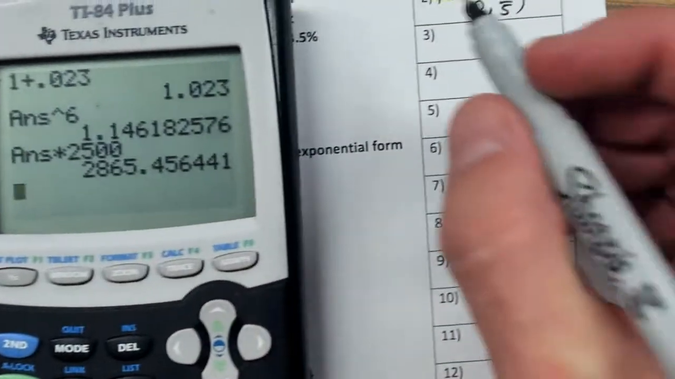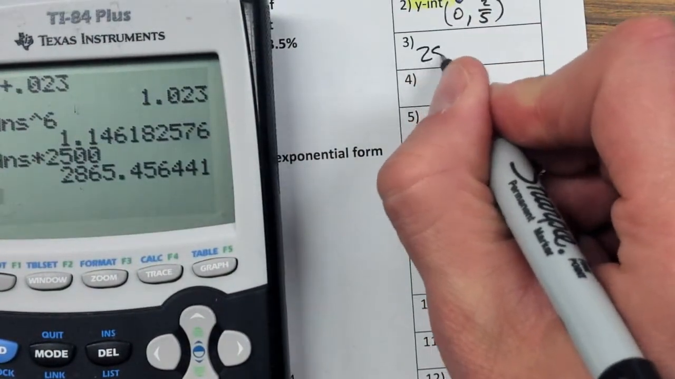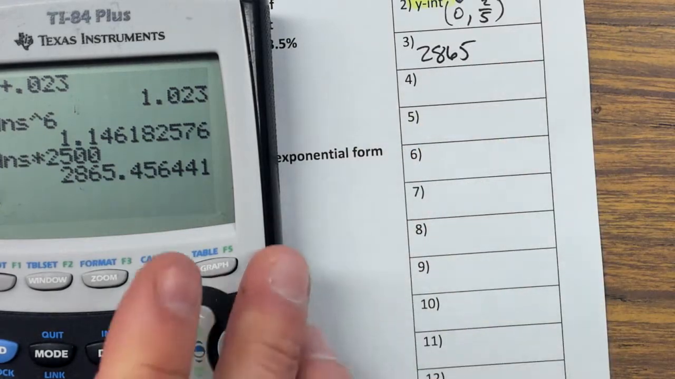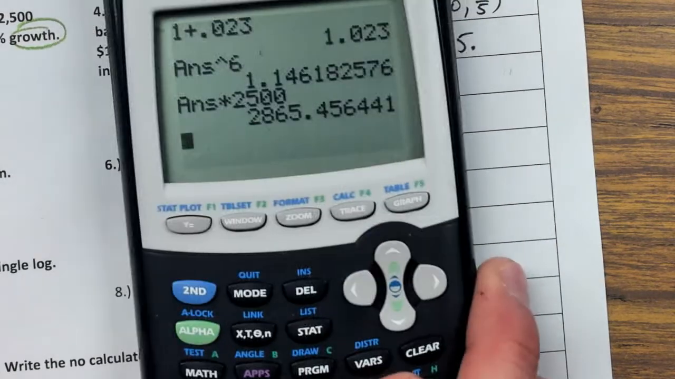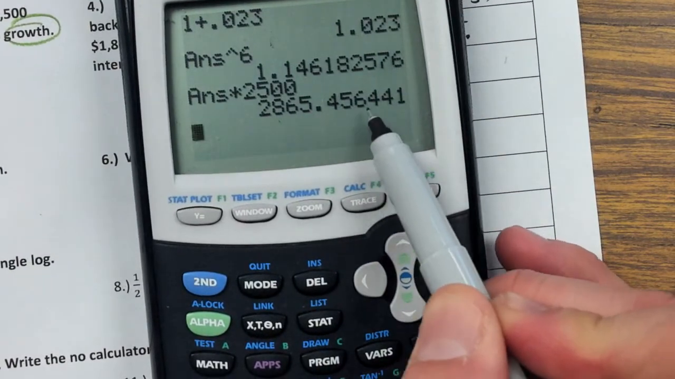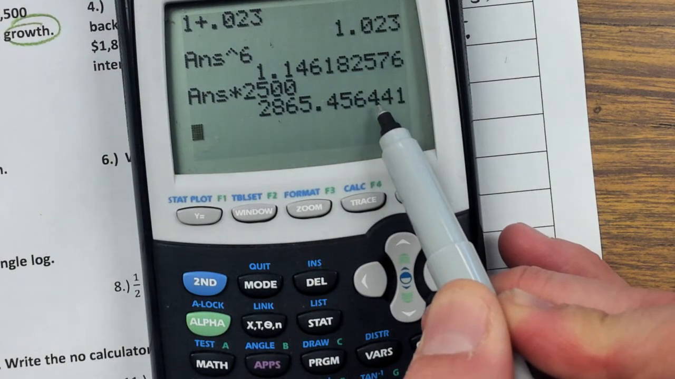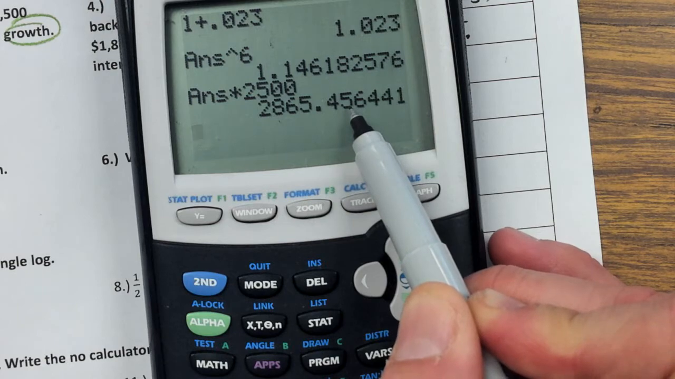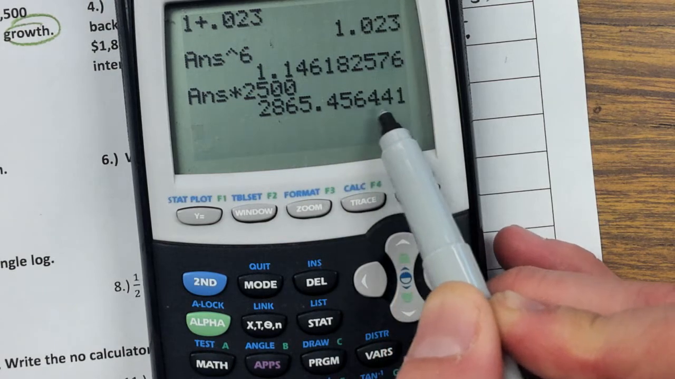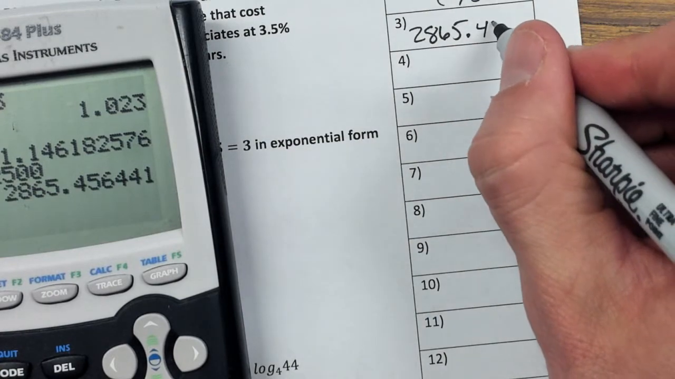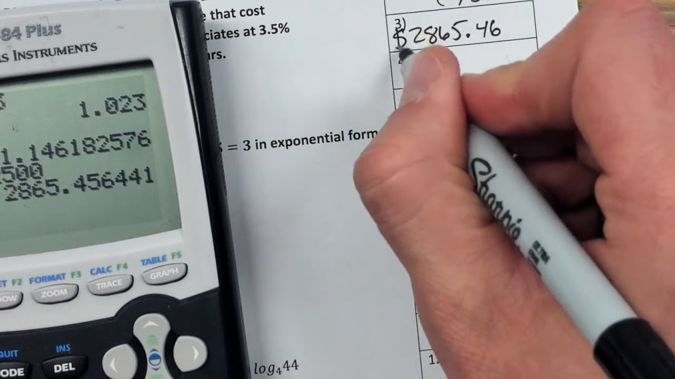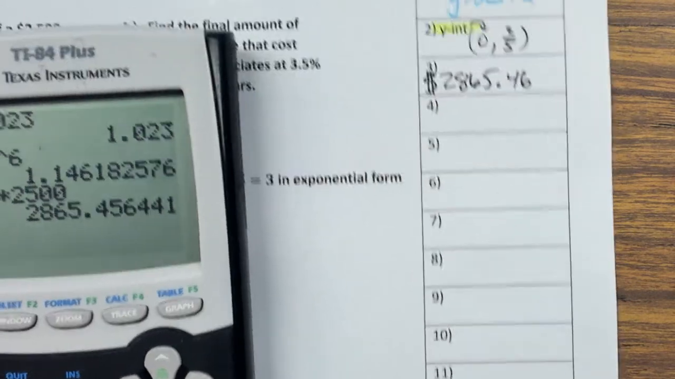So we'll go over here and we'll say 2865. Normally, we would round to 4 decimal places. Okay, normally we would round to here, but because we're talking about money, money is 2 decimal places, so we need to say 0.46. Typically, again, we would round to 4 decimal places, but when it comes to money, let's only round to 2 decimal places.